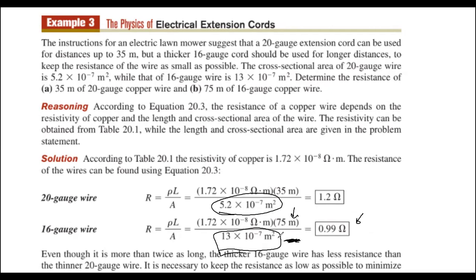So even though it is very very long, but because it is thick, so what happens? The resistance is less. So that means it is safe to use thicker wires for carrying the current to longer distances, because in that case, even though the length is larger as compared to other wires, because the area is more, the resistance is going to be less. I hope that makes sense.